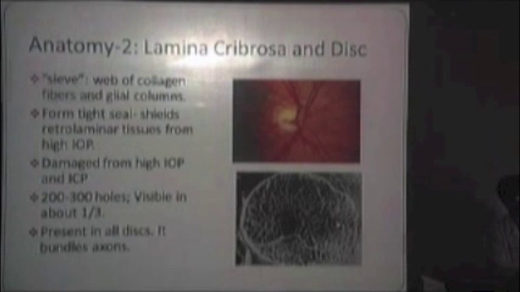The importance of the lamina cribrosa is it shields the retrolaminar structures from the high intraocular pressure. And as you can guess, lamina cribrosa is subject to damages of its own, and the commonest one being glaucoma. So if the intraocular pressure becomes high, this structure gets damaged, and as a result, the optic nerve axons are also damaged. It is present in all discs histopathologically, although we may not be able to visualize it in some discs which are called small cupless discs.